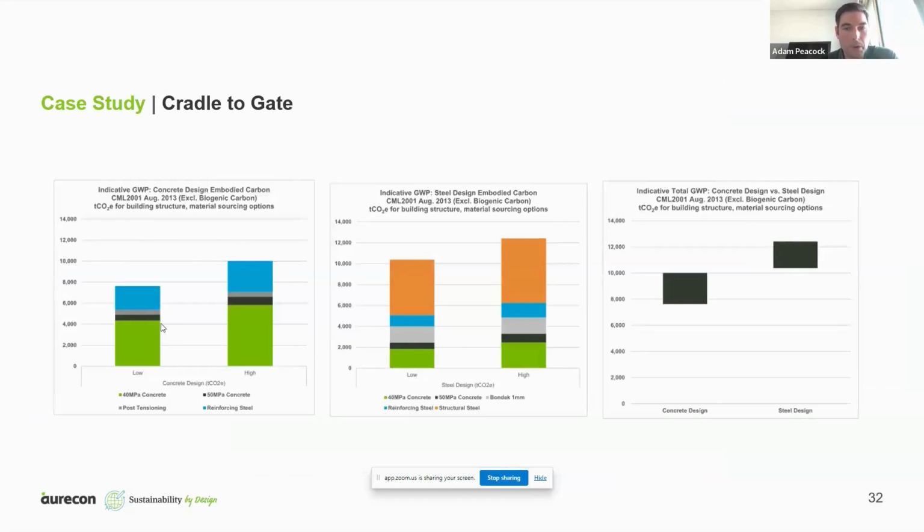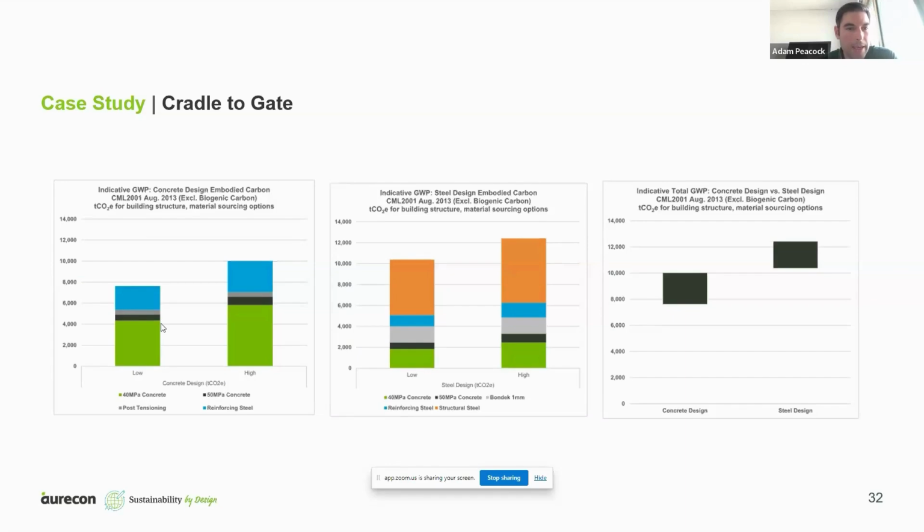And if we look at the results from using that tool on those two different floor systems, on the left there is the concrete design, so the PT slab on PT band beams. In the center there is the steel design, so the concrete slab on steel beams, and then the comparison on the right. So this is the cradle to gate, so just the upfront, the A1 to A3 modules. And as you can see, it looks like the concrete's slightly less than the steel design.